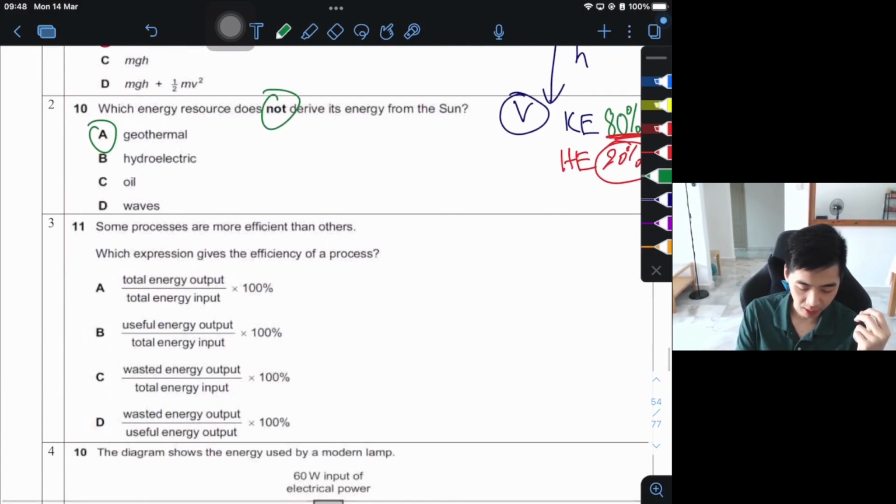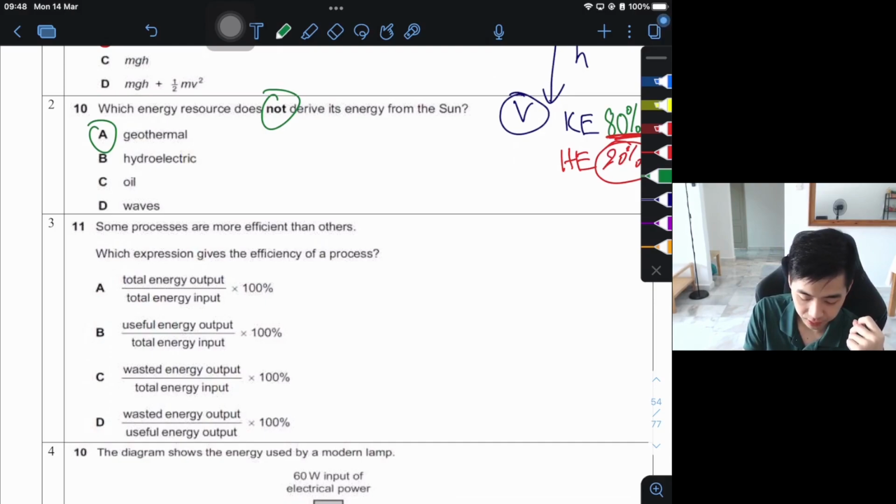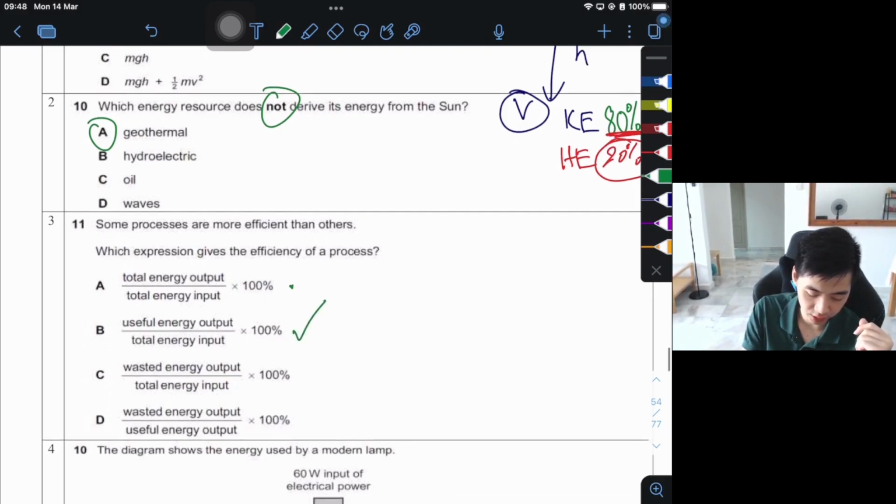Some processes are more efficient than others. Which expression gives the efficiency of the process? Total energy output over total energy input. This could be possible. Useful energy output over total energy output. This is more likely. Wasted energy output, no. Wasted energy input, no. Yeah, the answer is definitely going to be B here.